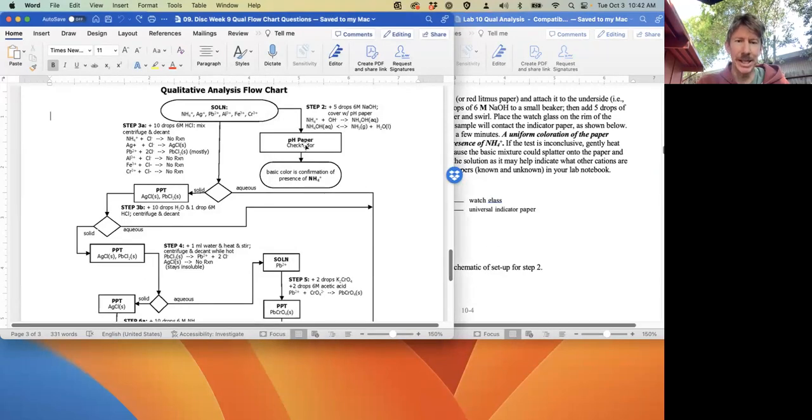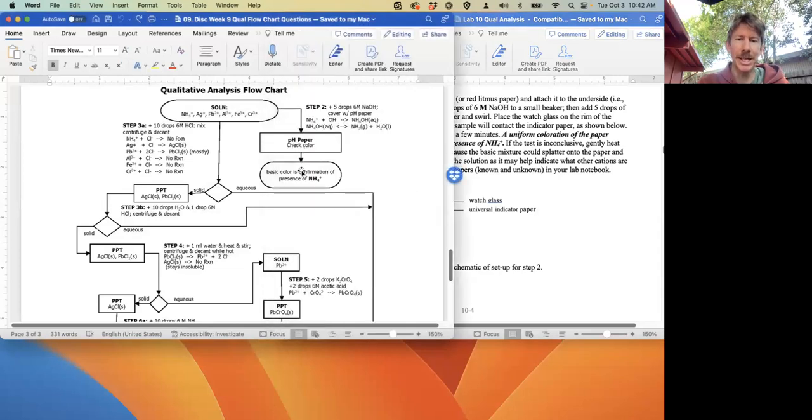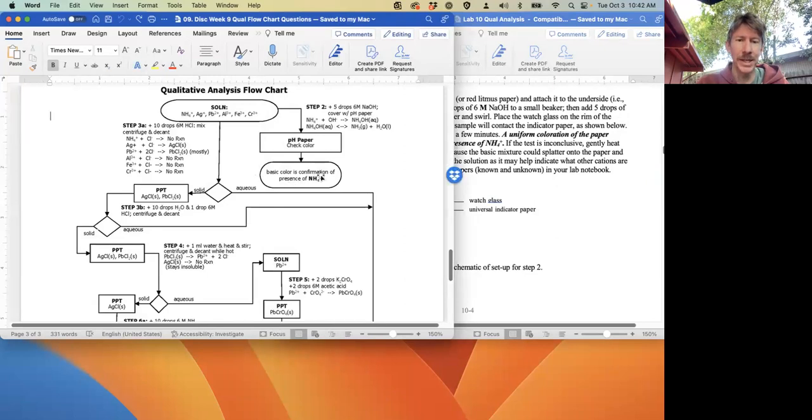And what it says is that if the pH paper turns the color for base, and it depends on what kind of indicator paper you have. But if it turns the color for a base, you know that the ammonia gas is coming off of the bottom here, coming up to the paper because it's a gas, turning the paper blue, usually, but not always, in which case that is the sign that you have confirmation of presence of ammonium in your unknown. And that's step two.